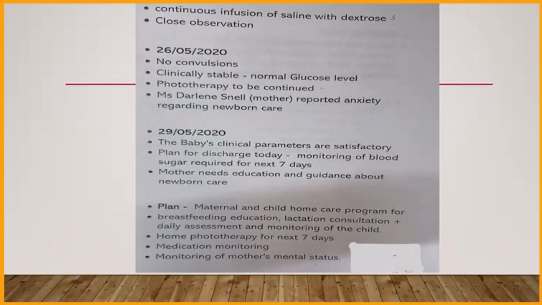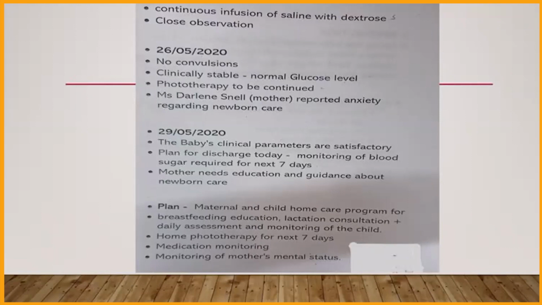29th, what happened? What's happening? Tell me, read it. 29/5/2020, the baby's clinical parameters are satisfactory. Plan for discharge today. Monitoring of blood sugar required for next 7 days. Mother needs education and guidance about newborn care.